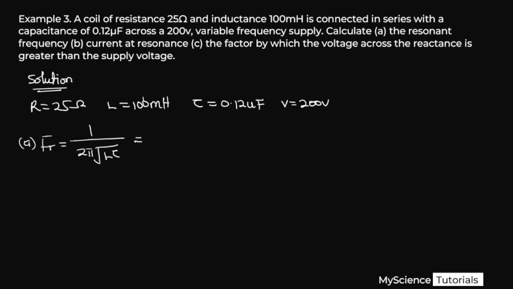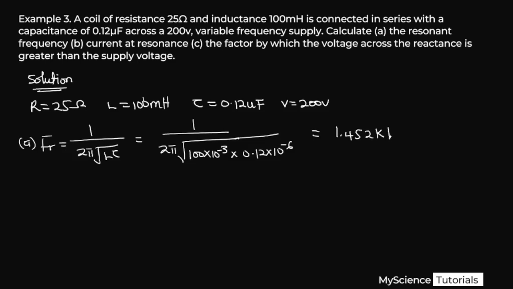So this is getting pretty usual, the same trend. So we have 1 on 2 pi, the root of our L, which is 100 times 10 raised to the power minus 3, multiplied by our capacitance, 0.12 times 10 raised to the power minus 6. If we compute everything into our calculator, we are going to get 1.452 kilohertz as our frequency over here.